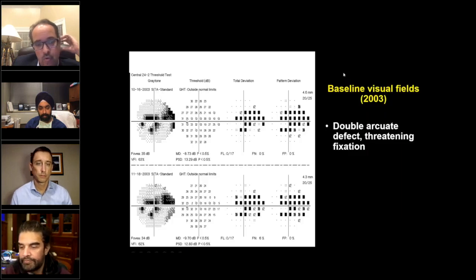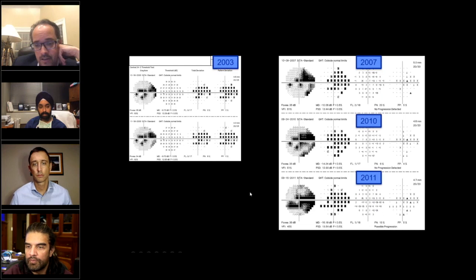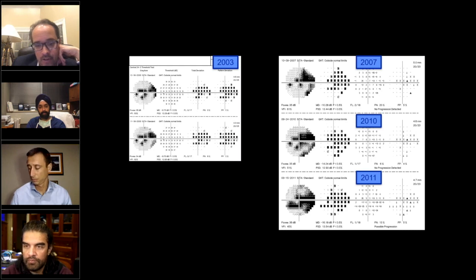But if we look at the visual fields, this patient had a double arcuate defect. You can see on the baseline visual fields, and over time they show progression, extension of that double arcuate defect. You can see here the Humphrey GPA analysis, and if you always compare to the baseline here, you can see that it's showing the triangles showing the areas of worsening. Next.